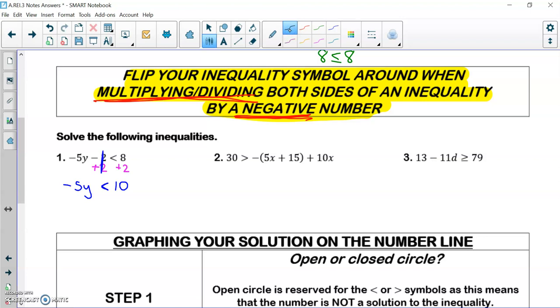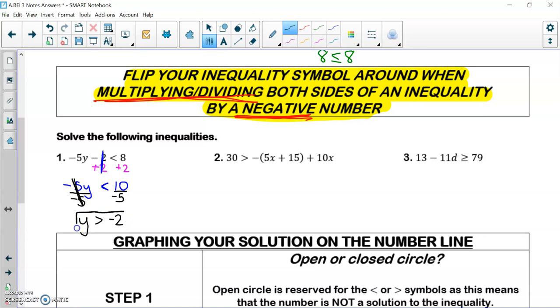Now I'm going to want to divide both sides by a negative number. But this should trigger something in my brain. When I'm dividing by a negative number on both sides, guess what, guys? My inequality symbol is going to flip around. So right now it's a less than symbol. It needs to flip around to a greater than symbol to keep my sentence true. A 10 divided by a -5 is a -2.